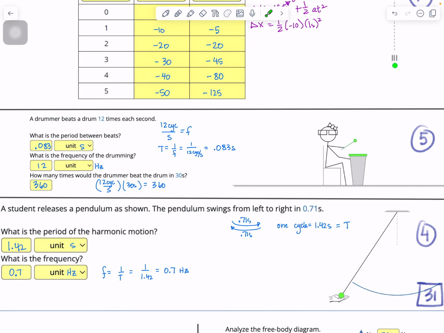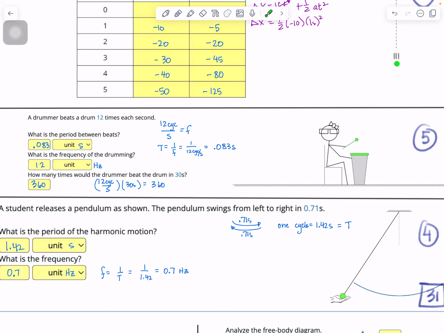All right. Drummer beats 12 times each second. Sometimes I confuse frequency and period, so when I read a question, I have to think about what is frequency and what is period. So this is 12 beats per second. Anytime I have a second on the bottom, I know that's a frequency. So the frequency is 12 hertz. And then I know the period is the inverse of the frequency. So the period is 1/12, which is 0.083.